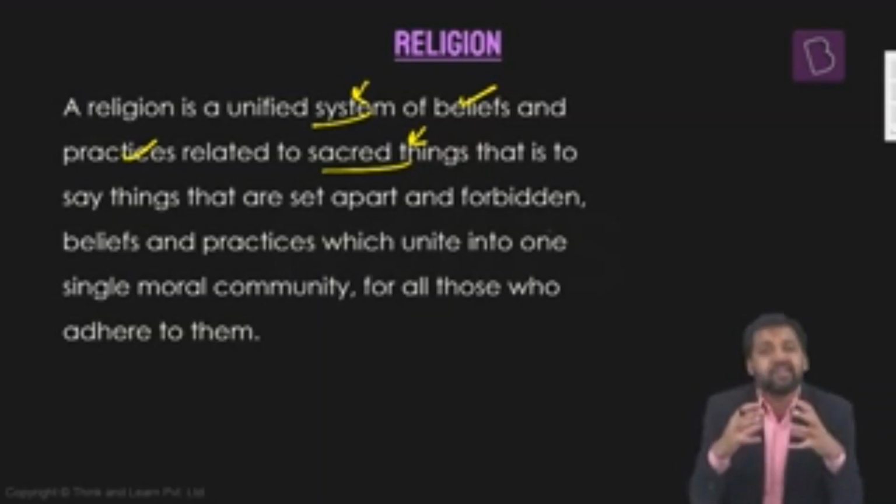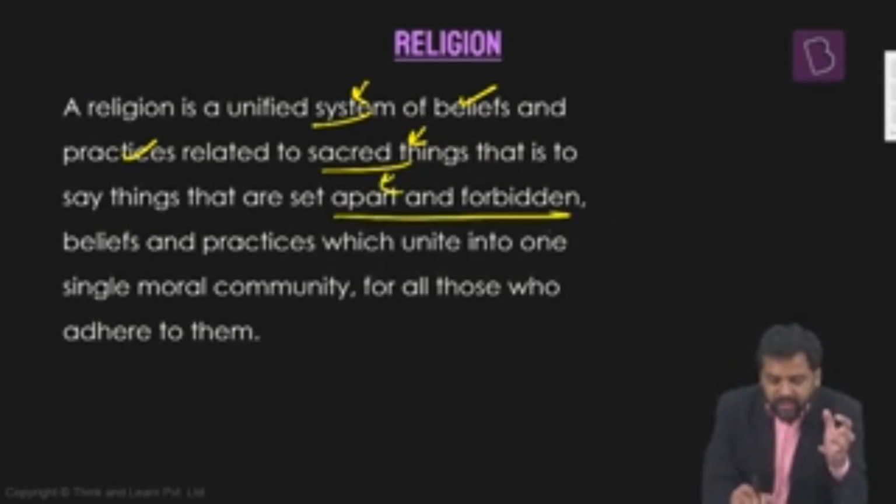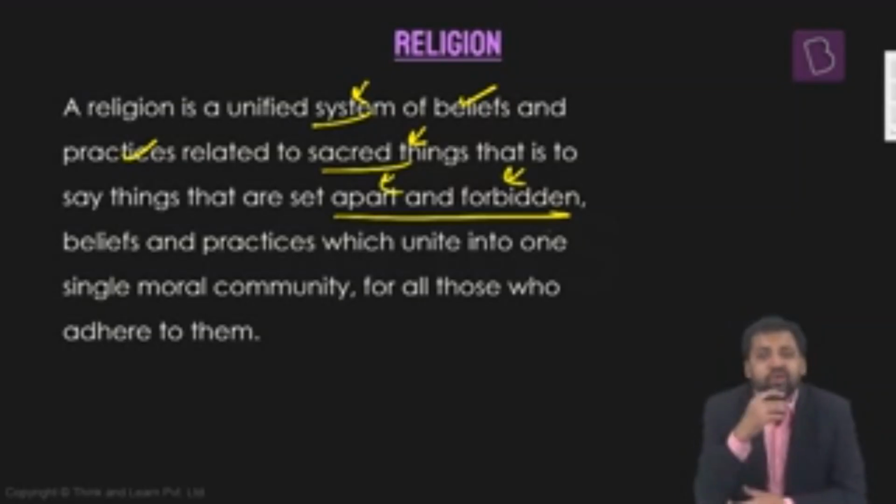Certain kinds of things are considered sacred. They create different kinds of rules and regulations around it. These kinds of sacred objects are set apart. They're forbidden. It's not easy to access these things. There will be multiple rules and regulations around it. If you are not following the rules and regulations, then there can be some consequences.